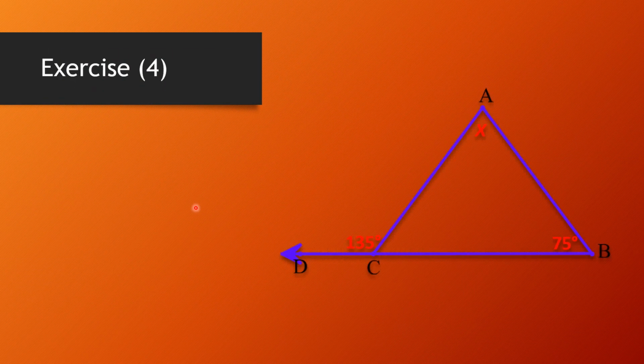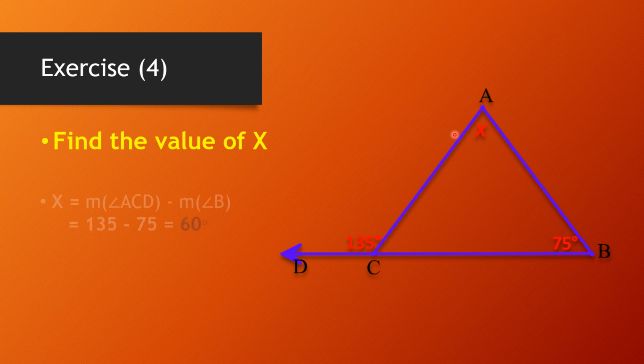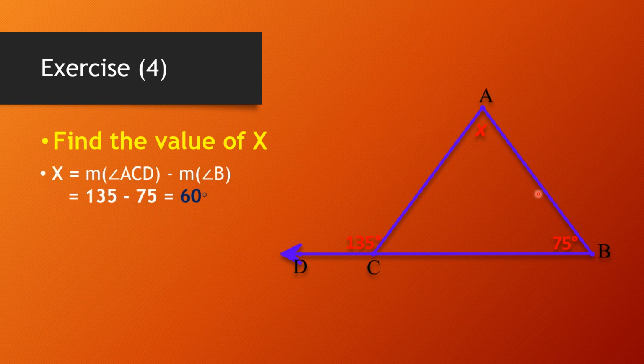Exercise 4. Find the value of x. The same, x, or measure angle A, is one of the interior angles. So can I find measure angle A, or the value of x, by subtracting the other interior angle from the exterior angle? So x equal measure angle ACD minus measure angle B, equal 135 minus 75, equal 60 degrees.